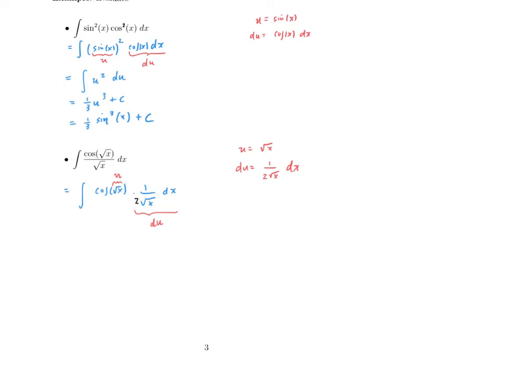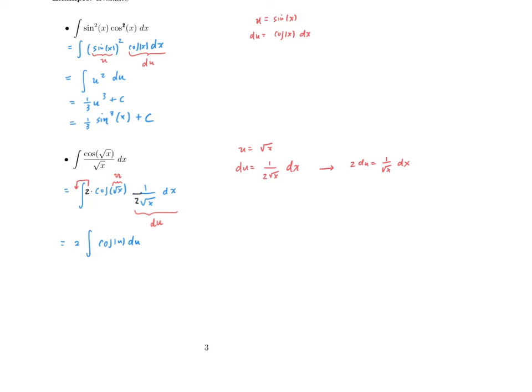But note, I can't just divide the integrand by 2. That would change it. But what I can do is multiply by 1. So if we're dividing by a 2, we also need to multiply by a 2. And remember, 2 is a constant that we pull out front. So this would become 2 times the integral of cosine u du. Note alternatively, if you prefer, and it's just a matter of preference, you can say 2 du is 1 over square root x dx, which shows precisely where this extra 2 came from in front of the integral.